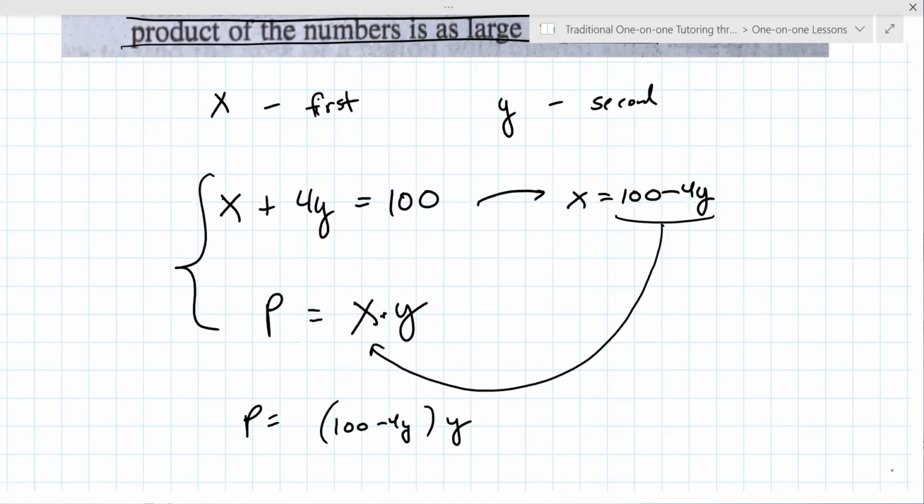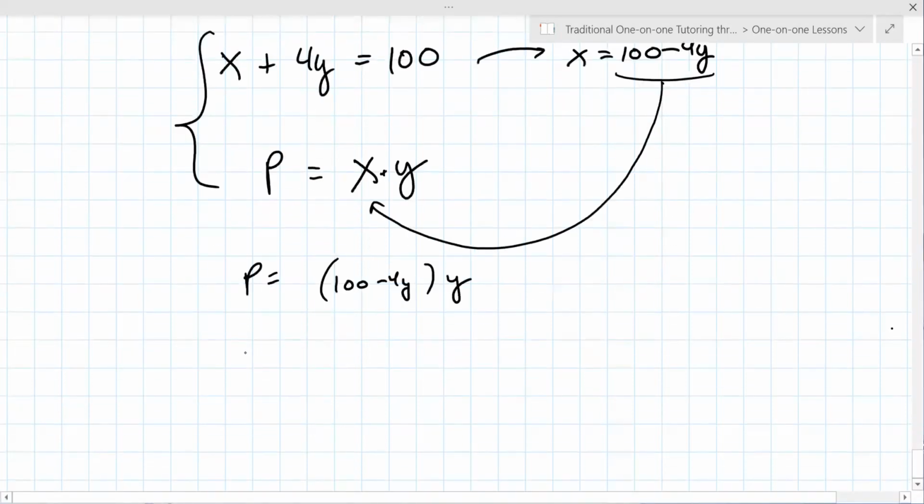How are you doing on that? I got 100 over 8. Okay, so what's that, like 12 and a half? Something like that. Yeah, 12.5. Okay, so that's wonderful.